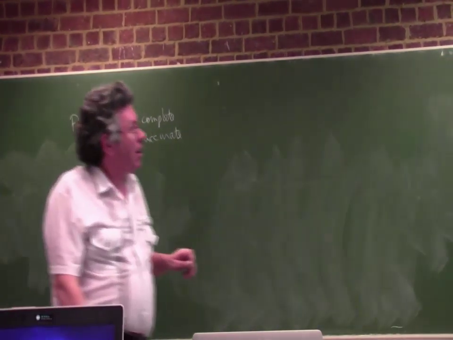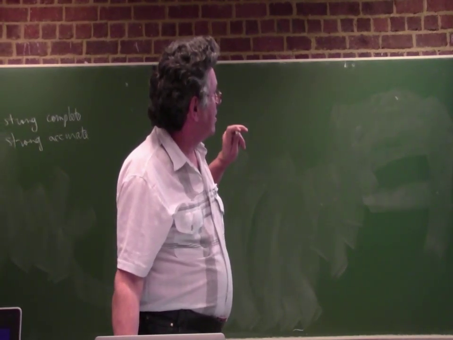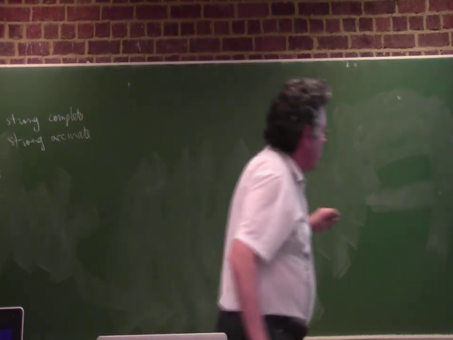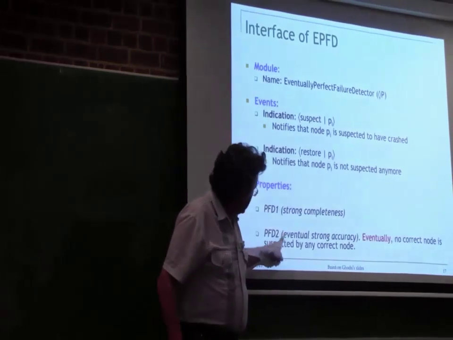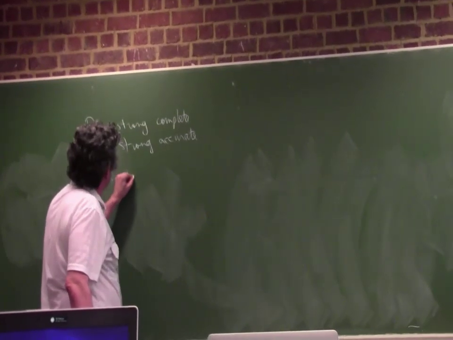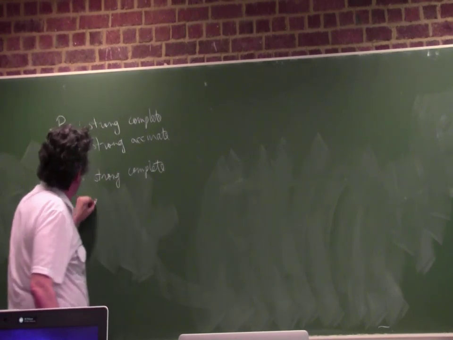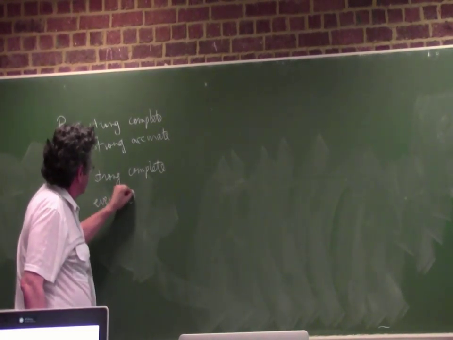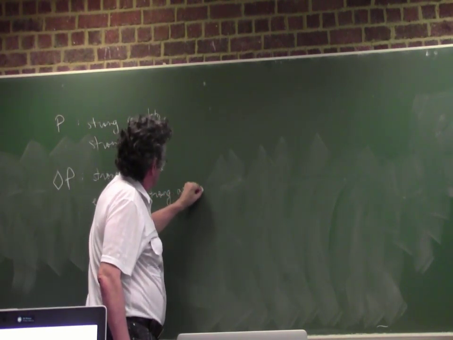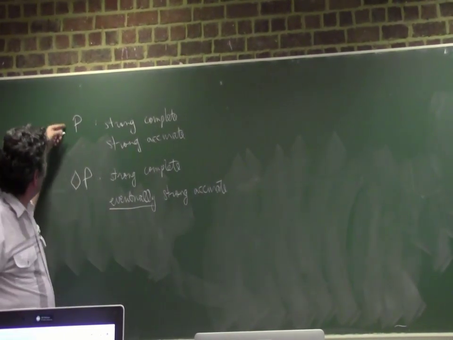And eventually P has a small difference with this. If you look at eventually P, it's almost the same, except here it's eventual strong accuracy. So it's allowed to make mistakes in the beginning. Strong completeness, and eventually strong accuracy. This is a very important difference between these two.